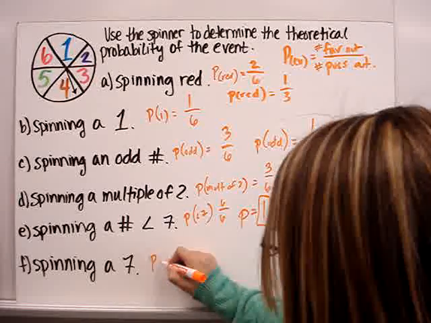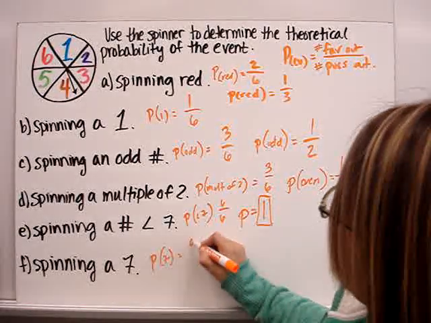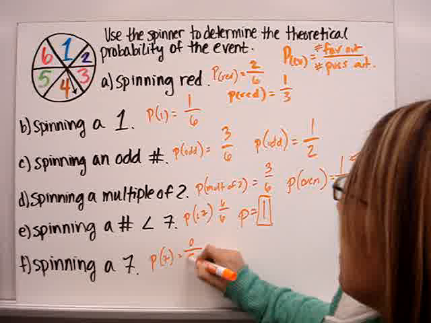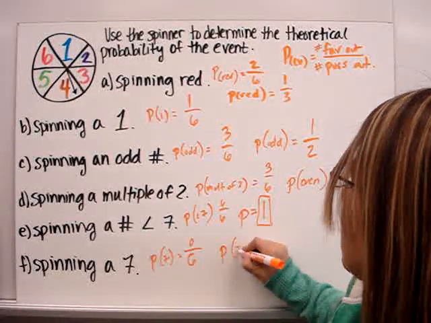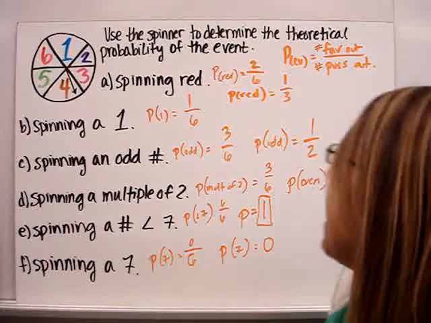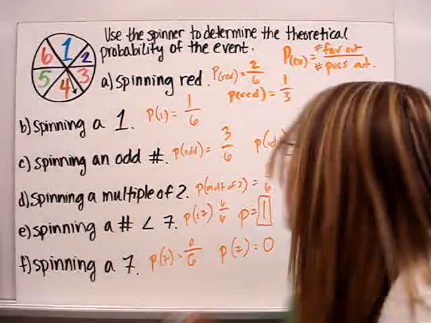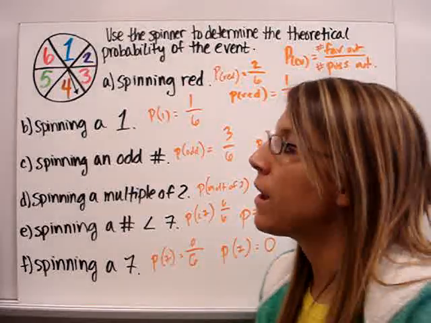And how about the probability of spinning a 7? Well, the probability of spinning a 7 is never going to happen. I can already say this because it's 0 out of 6 times. This simplifies to simply saying the probability of spinning a 7 is 0. It is impossible to spin a 7. And that is theoretical probability.